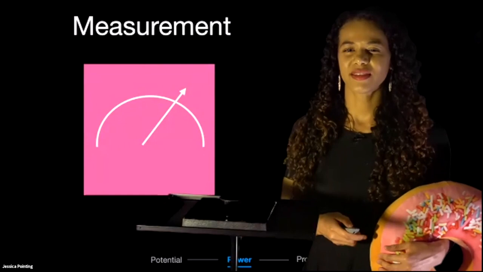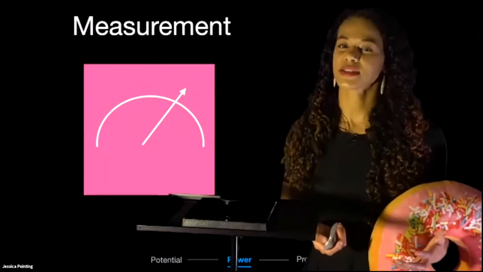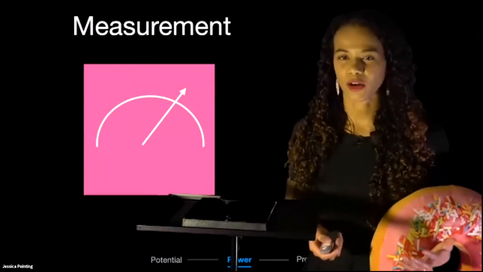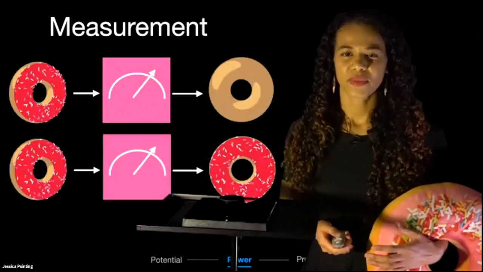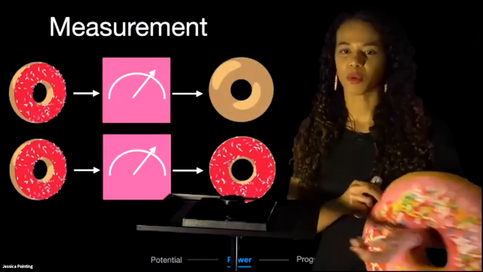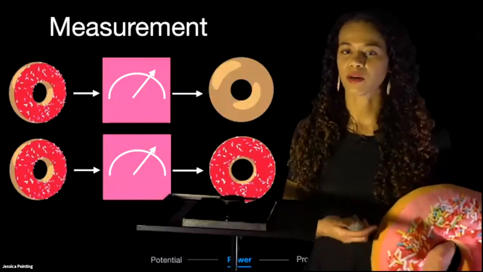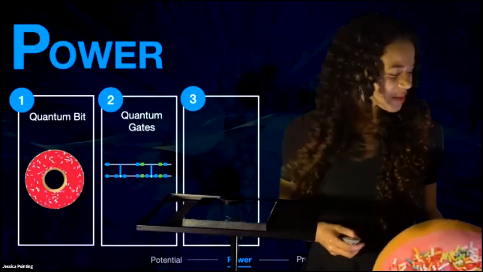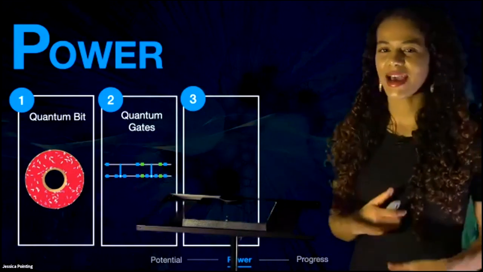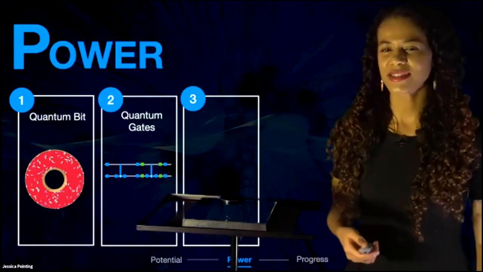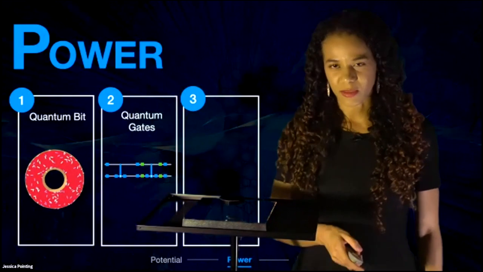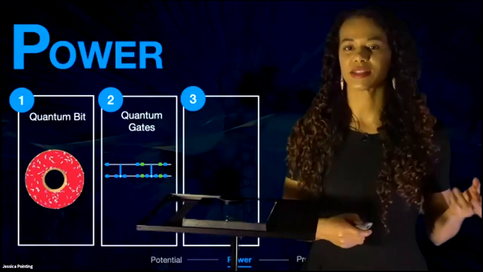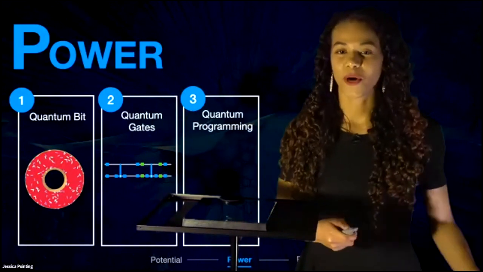So this is the measurement. This is what it looks like when we program it on a quantum computer. As you can see, you can put something in superposition and measure it, and it will come out as 0 or 1 in the case of a single qubit. So we took a look at the quantum bit and quantum gates. And now we're going to take a look at how you actually program a quantum computer. So these are the fundamentals to program it.